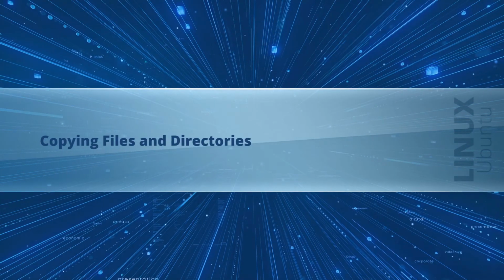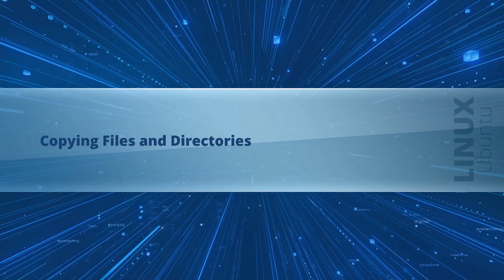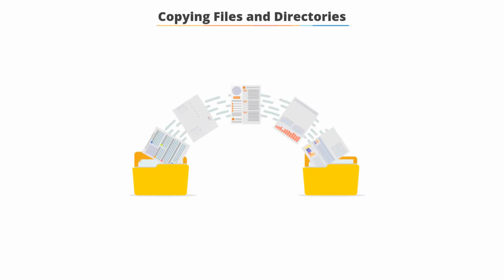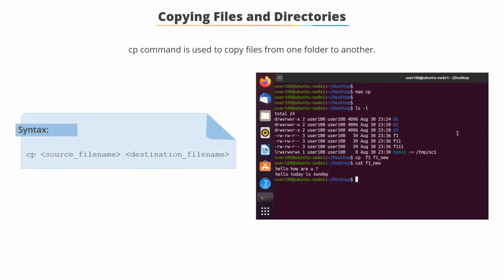Let's learn how to copy files and directories in Ubuntu. Sometimes, you may want to copy a file or its contents from one folder to another folder. In Linux, you can use the cp command to perform this task. The syntax begins with cp, followed by the source file name, and then the destination file name.